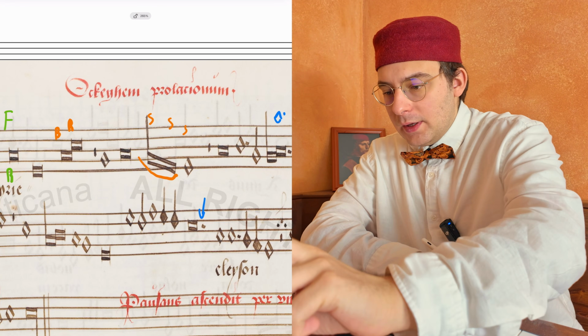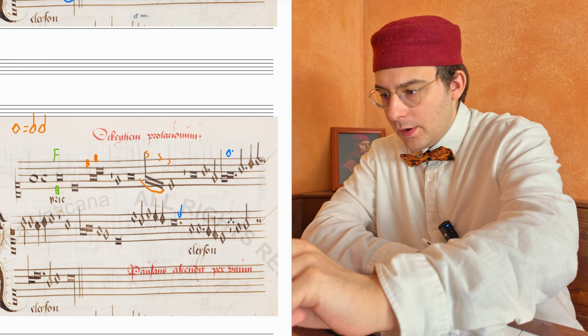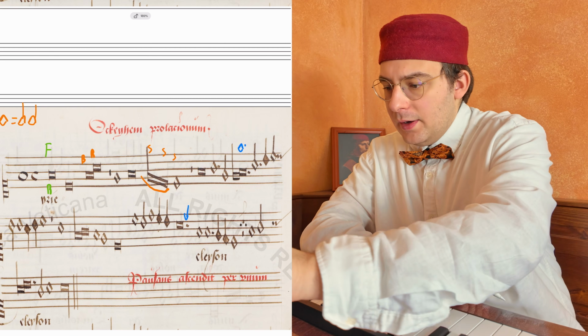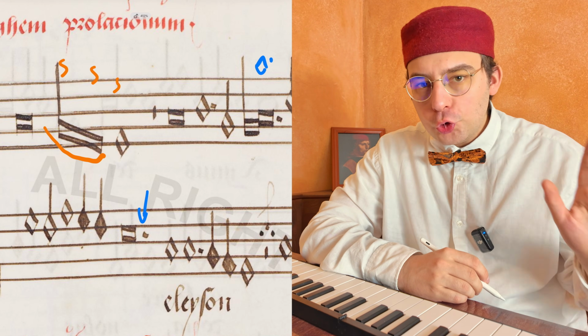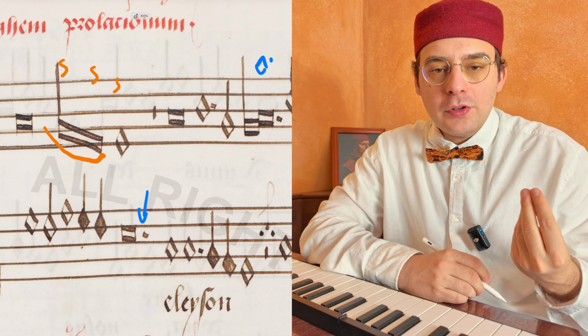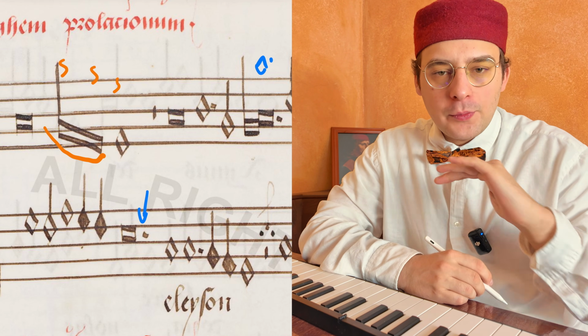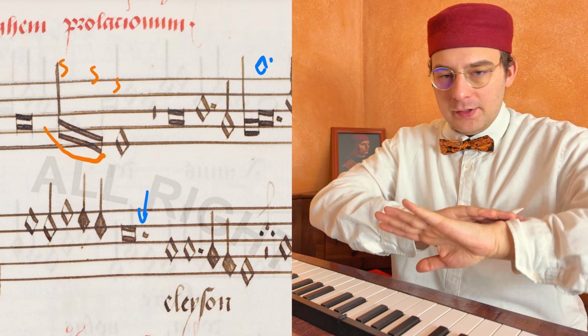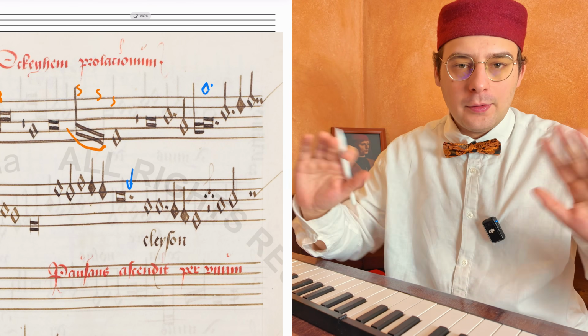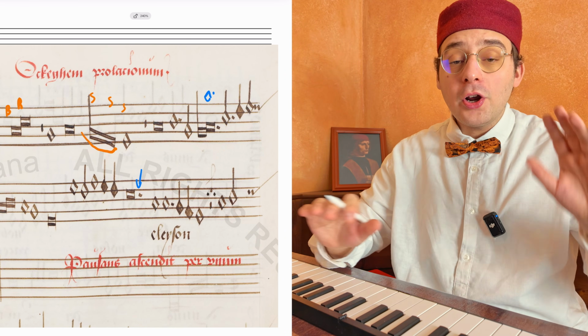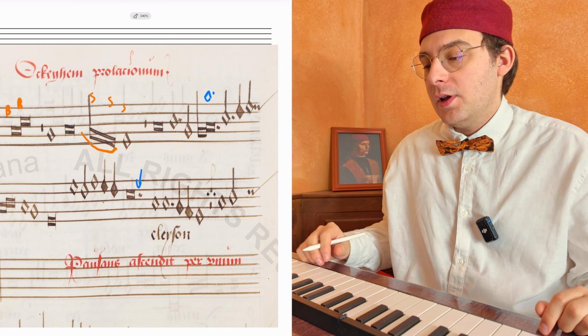At this point, we were here. This punctum is a normal punctum augmentationis. Why? Because when the mensuration is imperfect, it works as in modern music. Punctum augmentationis. You do not have the other dots.